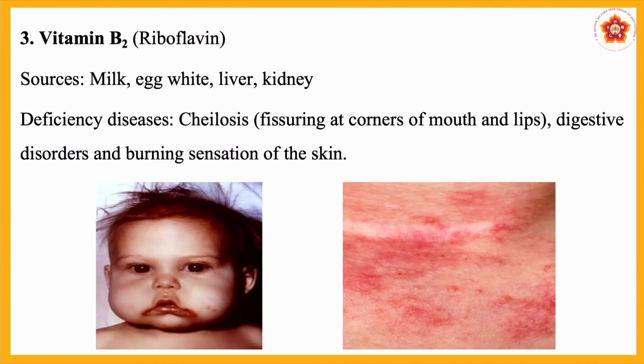So, next one is vitamin B2, that is riboflavin. Sources are milk, egg white, liver and kidney. Deficiency diseases are cheilosis, that is fissuring at the corners of the mouth and lips. You can see in the first picture how the corner of the mouth will be, that is called cheilosis. Also digestive disorders and burning sensation of the skin. Sometimes the skin will burn and red rashes will come. That is all due to deficiency of vitamin B2.